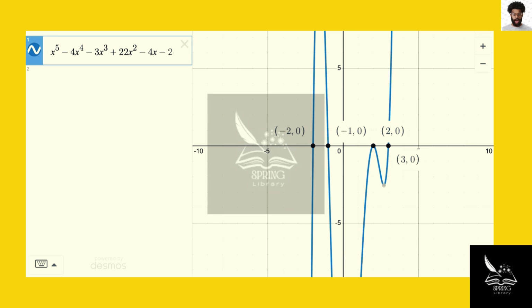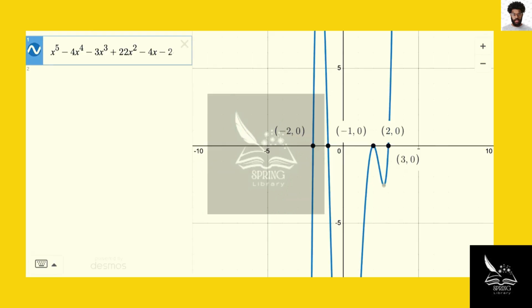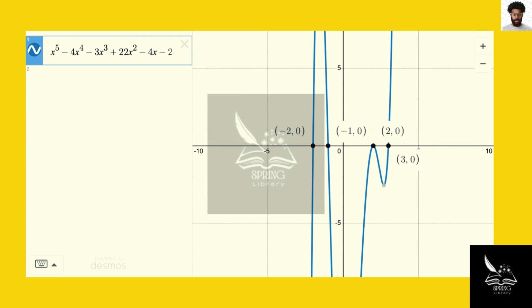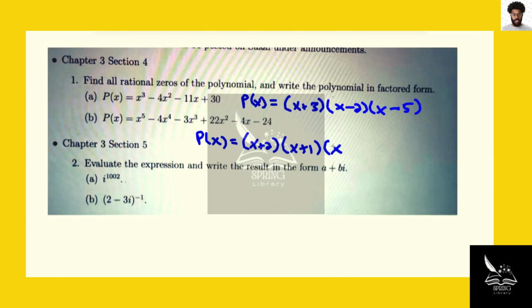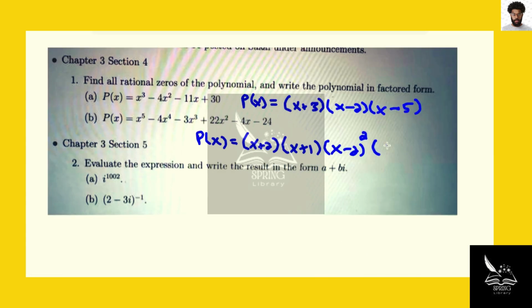So going left to right, if negative 2 is a 0, then x plus 2 is a factor. If negative 1 is a 0 going through it, then x plus 1 is a factor. If 2 is a 0 but it touches and turns around, then x minus 2 squared will be in factored form. And then it goes through 3, so x minus 3 is a factor. And you've got your 5.